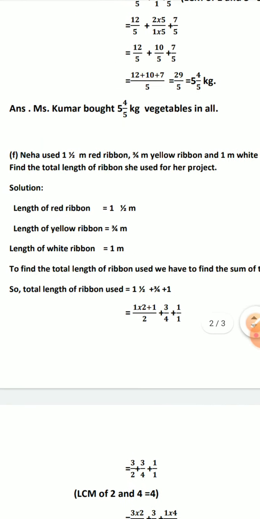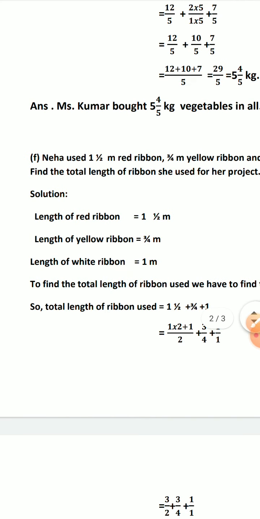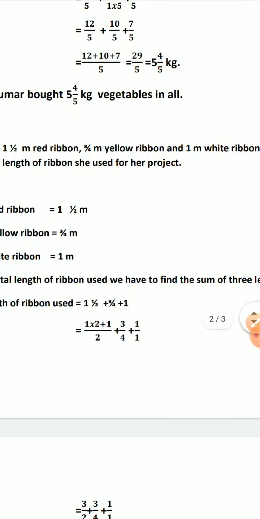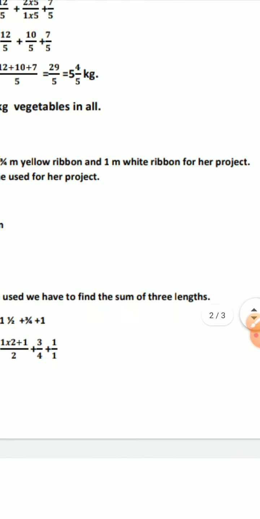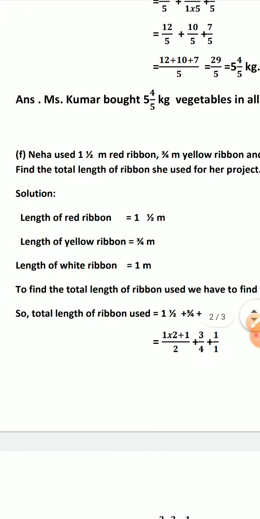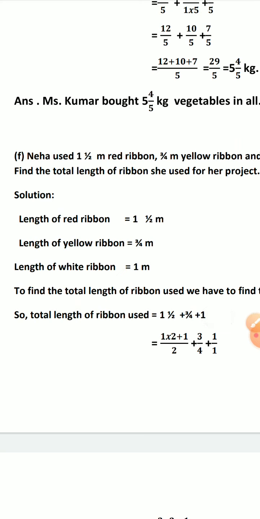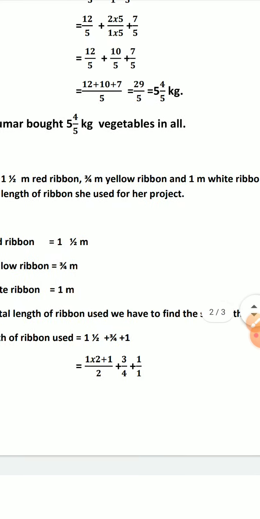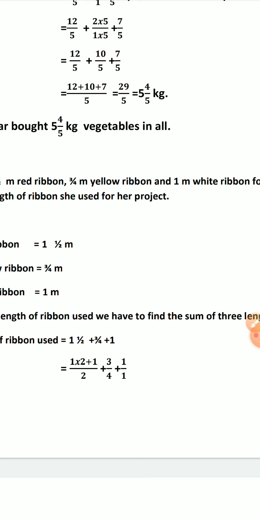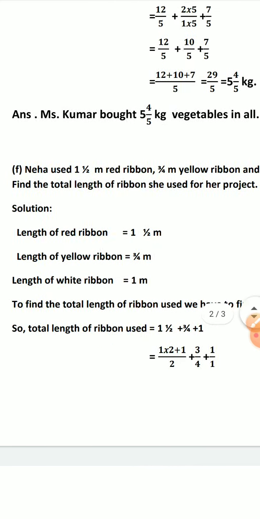F number is Neha used 1 by 2 meter red ribbon, 3 by 4 meter yellow ribbon and 1 meter white ribbon. So she has used all these different colors of ribbon for her project. So what is the total length of ribbon she has used for her project? We know to find the total we need to add how much is red, how much is yellow and how much is white. So you have to get the total length of the ribbon.